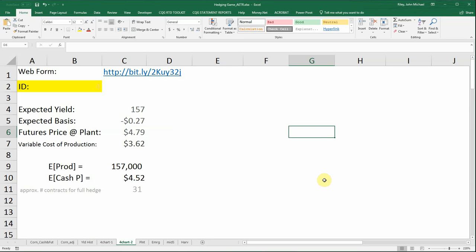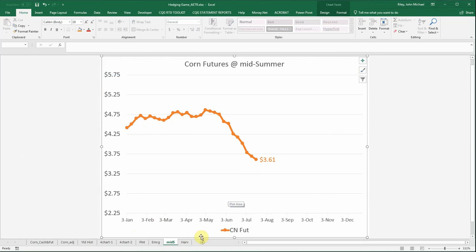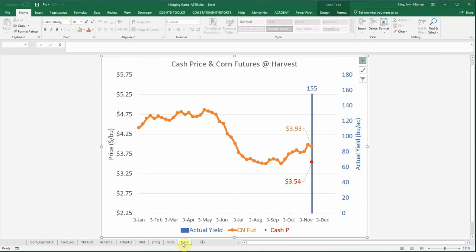So we're starting here at this front page again. To give a brief overview, this is a game where students make futures market decisions with respect to an eastern Nebraska corn farm. They provide information about their hedging decision at planting, a futures market decision at emergence, and a futures market decision at midsummer, and then everything is known for that crop year. The actual outcomes are known at harvest.